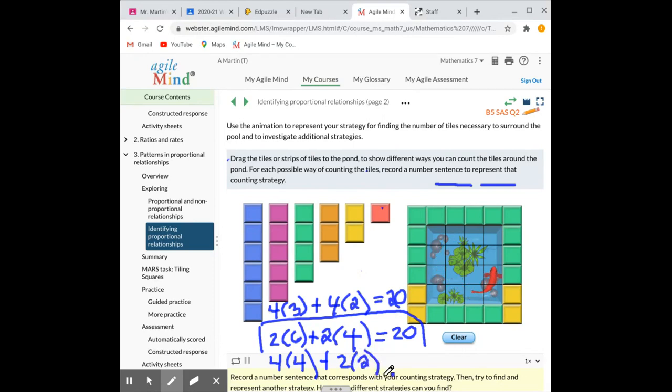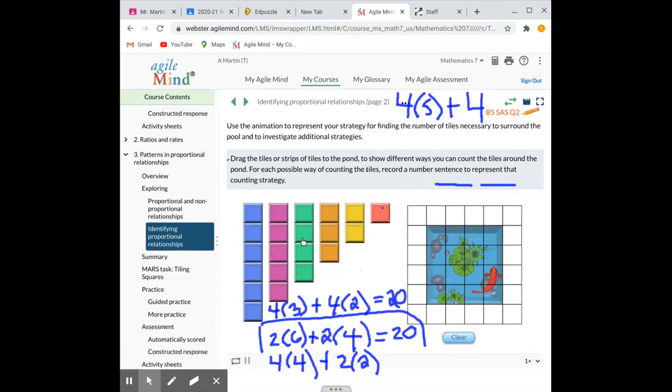All right, so I want y'all to think about something. Could we come up with the equation 4 times the sides plus 4 for the corners? Would that work? Yes, because that's what we're doing anyway. Well, let's check it.